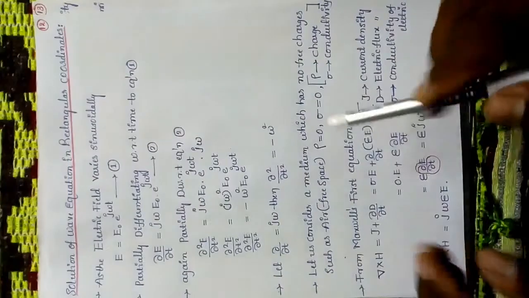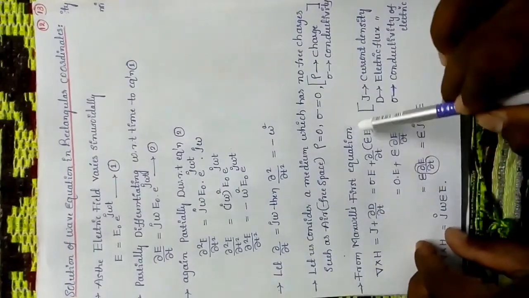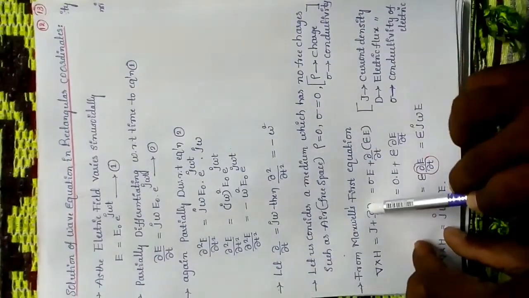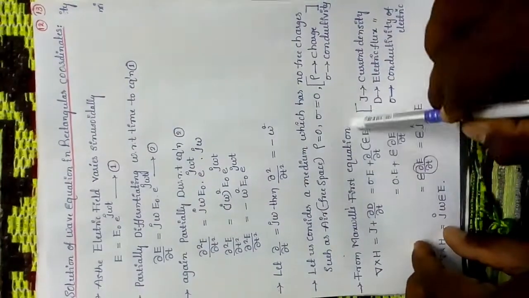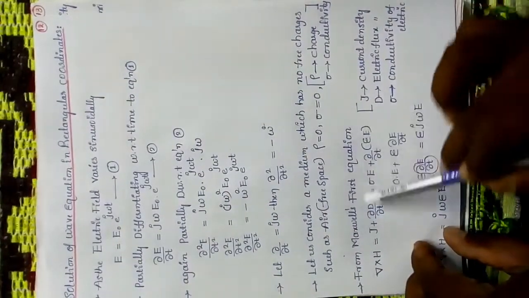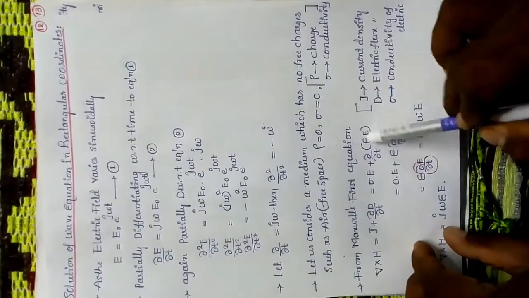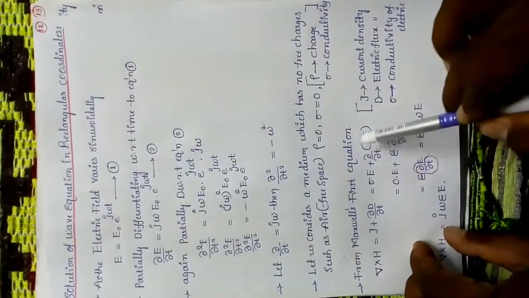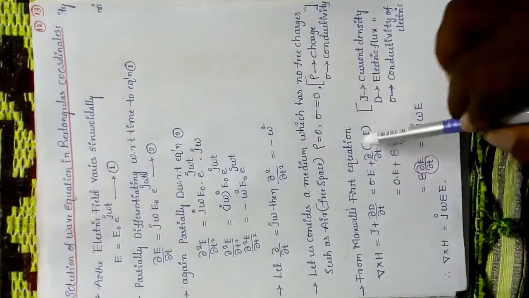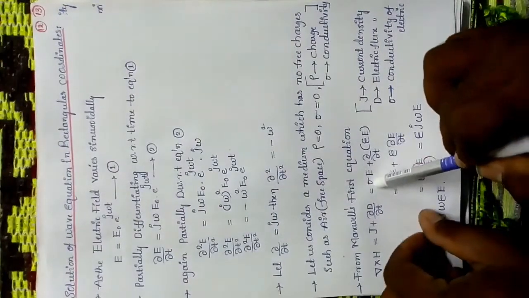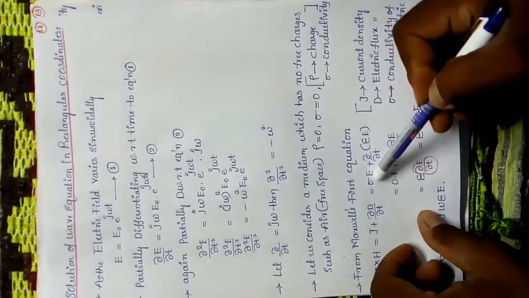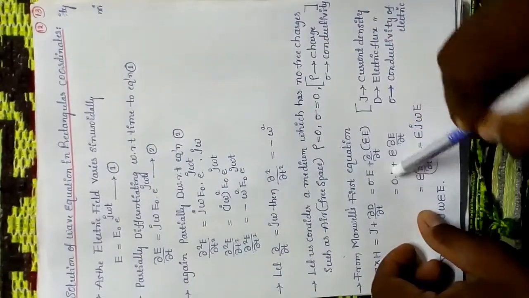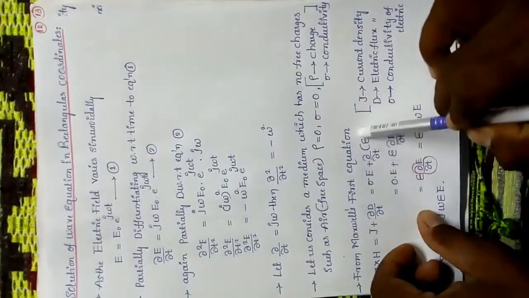How do we write dou D by dou T? The relation between D, the electric flux density, and E, the electric field, is D is equal to epsilon E. In this, epsilon is a constant, and sigma is a constant. We already assumed sigma is equal to 0, so substituting 0 here, this term is totally equal to 0, and the remaining term is as follows.